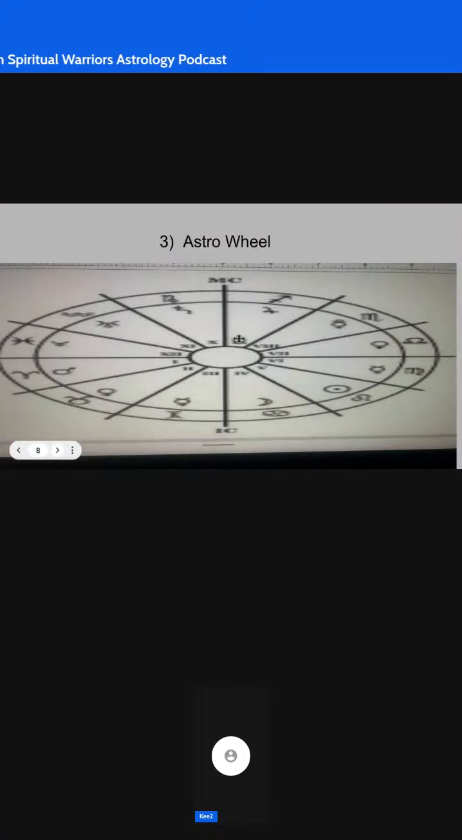Now, your assignment will be to place the correct planet in the correct house, and place the correct astrological sign in the correct house. Once you're able to complete this blank chart, you're well on your way. This is what it should look like.